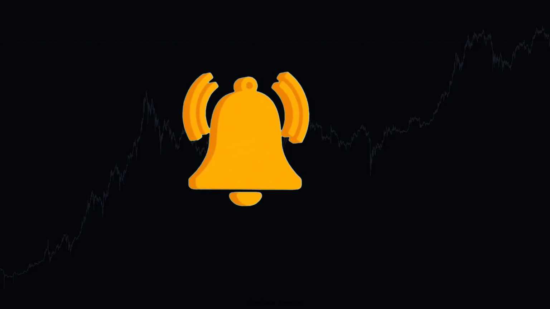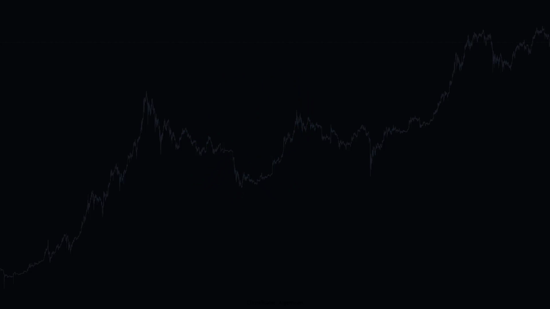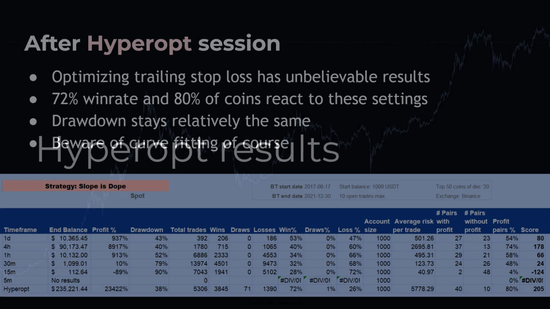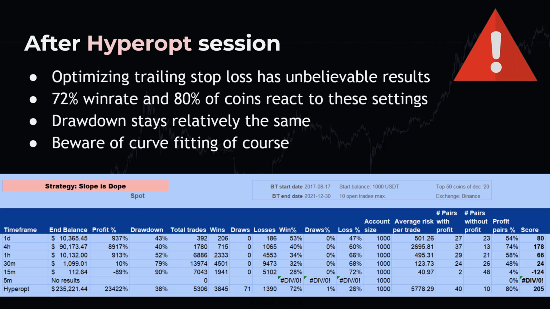Now let's continue with the end results after hyper-optimization. So after hyper-opting the ROI, stop loss and trailing stop loss settings, I got some unbelievable results, and I honestly cannot imagine that this is true.